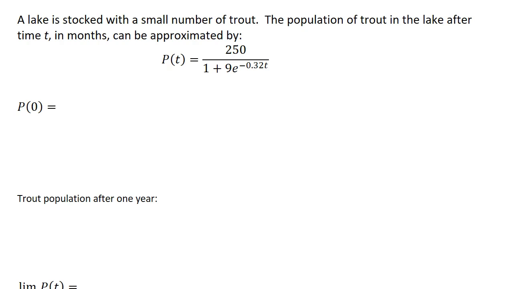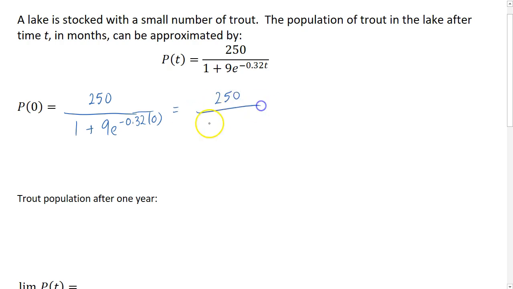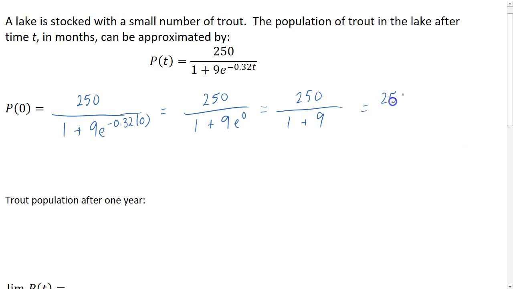So to find p of 0, I'm just going to plug in 0 for t. So it would look like this. And when I multiply by 0, I'm going to have 250 over 1 plus 9 e to the 0. And e to the power 0 is 1, because any number raised to the 0 power is 1. So I have 250 over 1 plus 9, which is 250 over 10, which is 25.